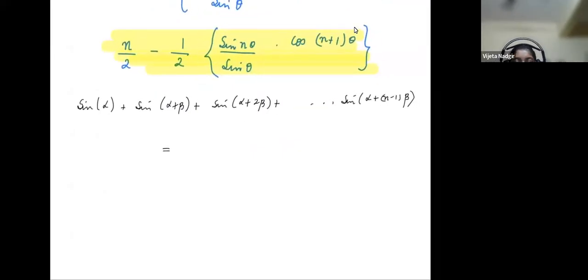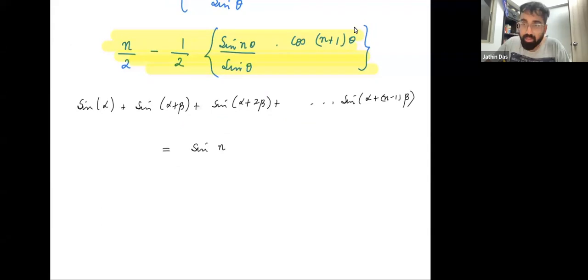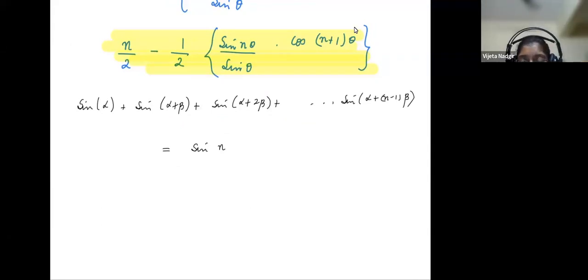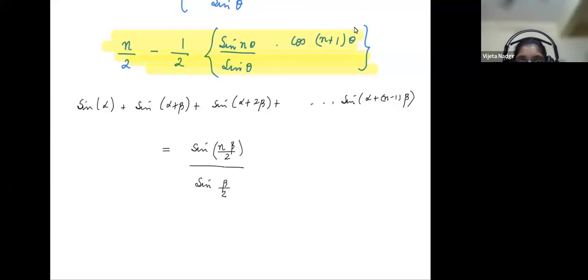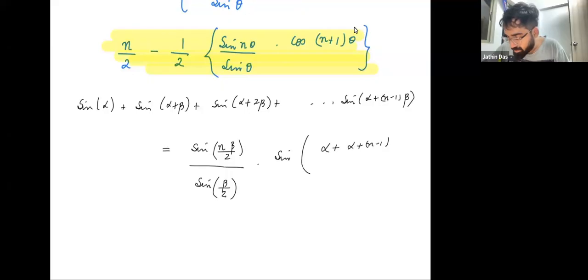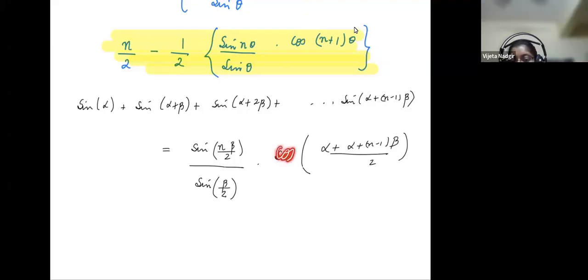As sine of number of terms times the common difference by 2, divided by sine of common difference by 2, into sine of (first term plus last term) by 2. Correct. Good. And if it is a cosine series, then that sine will become cos. That's it. This will still remain the same.